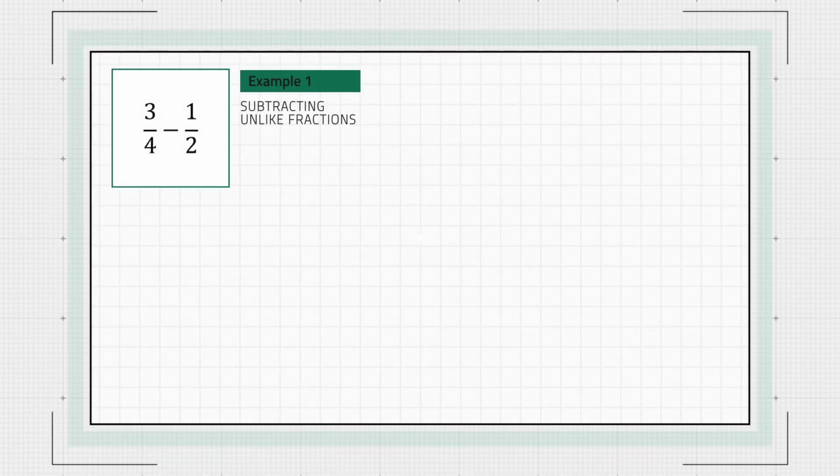Okay, welcome back. So we're going to look at unlike fractions and how to subtract them now. So the first one we're going to look at is 3 over 4 minus 1 over 2. Alright, this is a really easy one to figure out very quickly because we can see that the denominators here are just factors of each other. So if we multiplied 2 by 2, we'd get 4. Right? So that means we can easily convert this second fraction into a like fraction.